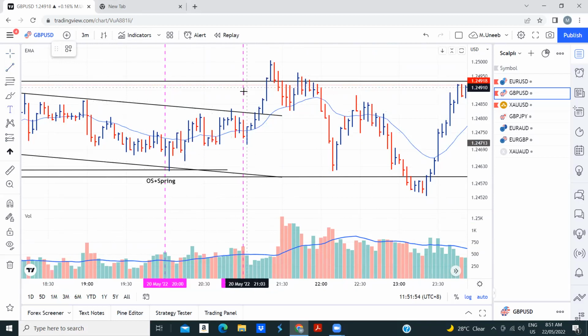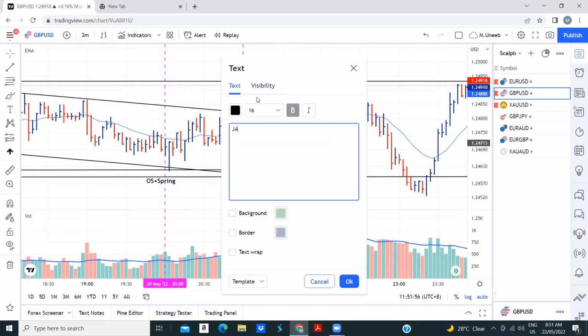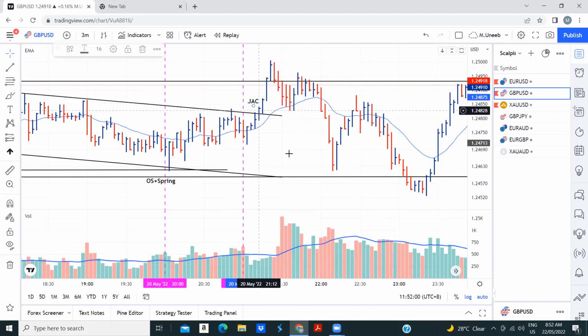Now, after the spring, what is this? This is JAC, right? Jump across the creek. We have increasing volume. You can see the volume is increasing. Okay, the price bar spreads are also increasing. Jump across the creek.